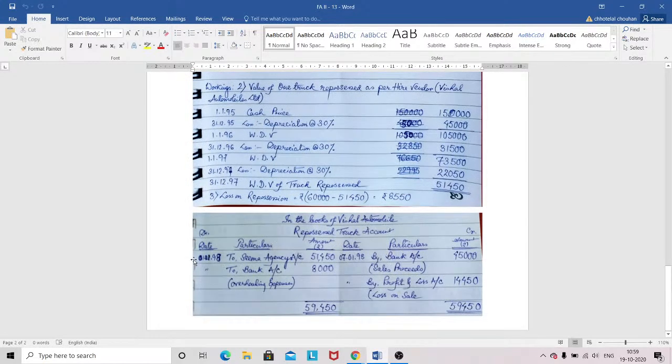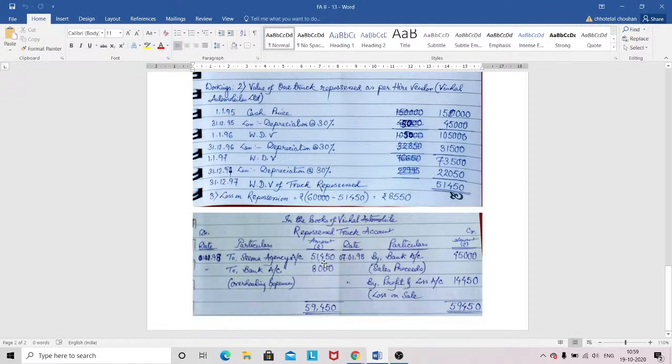It will be on the opening date of the next year, because repossession is done at the closing date of 1997. So the balance will be carried forward to the first day of next year, that is 1998. So on 1/1/1998, to SIMA agency, the value of truck repossessed is nothing but 51,450. We have already calculated it. I said that when the hire vendor takes the truck away, it will take it at that value, 51,450. So I have written it: to SIMA agency 51,450.